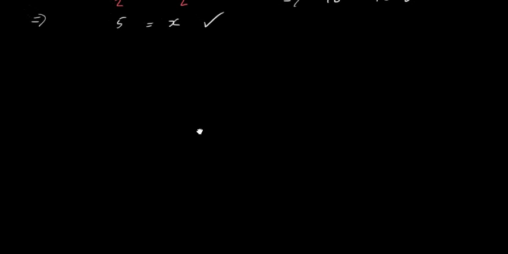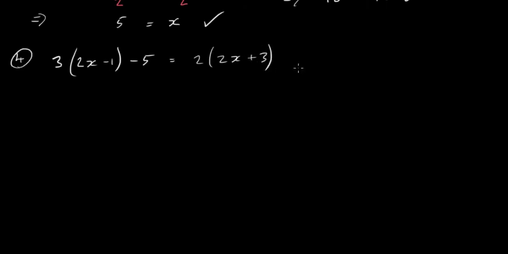Let's do one more example and then we leave that, okay? We'll do one more example. Okay, so this is example number 4. So let me do just a slightly longer one. So we've got 3 times (2x minus 1) minus 5 is equal to 2 times (2x plus 3) plus 4.